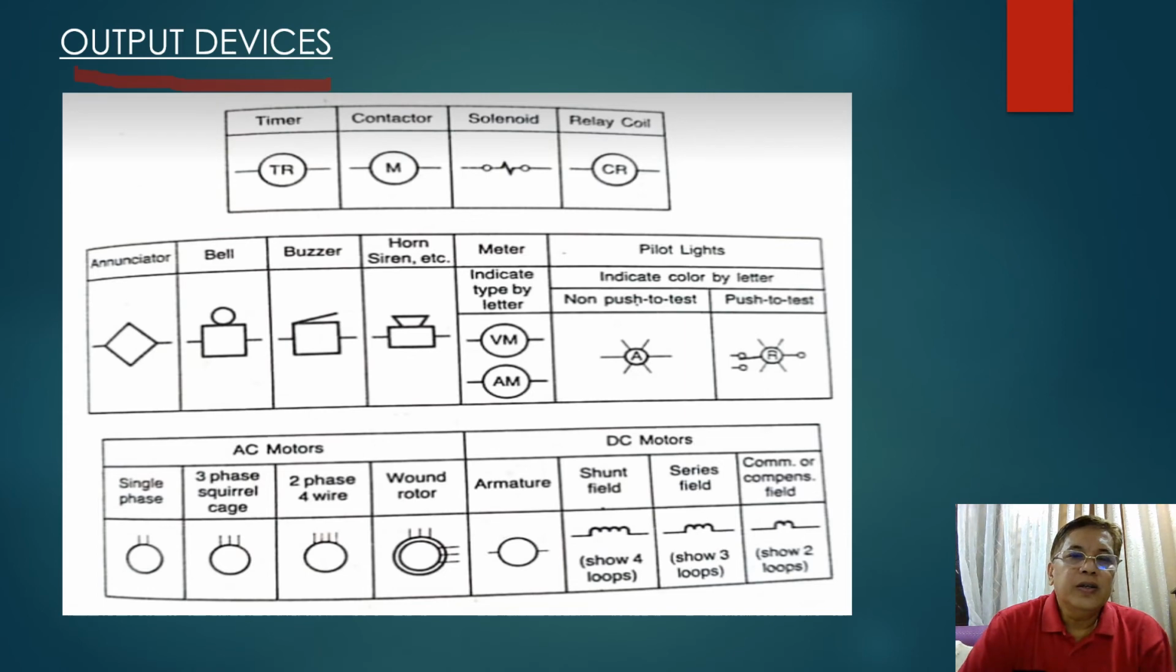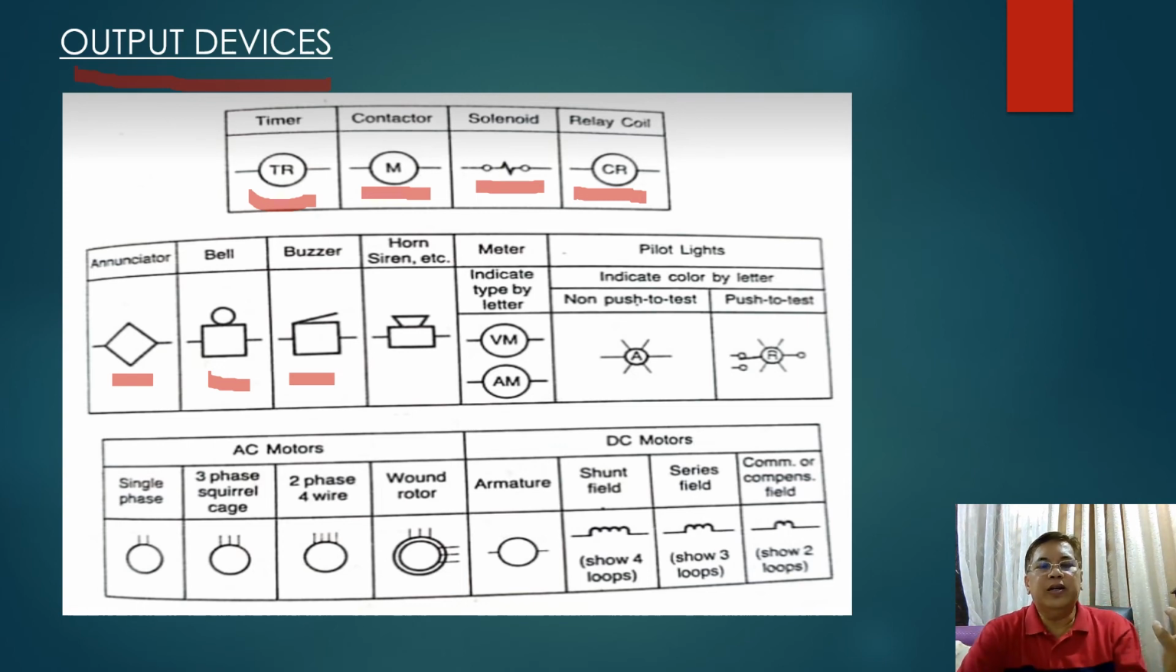So here, in the output devices, we have the timer. This one here, when you see this in the industry, means that it is a timer. And this one here is a contactor. Then you have the solenoid, then the relay coil. So these are common output devices which can be found in industries. We also have the annunciator, the bell, the buzzer. For example, if the time is attained, then the bell or the buzzer will turn on.